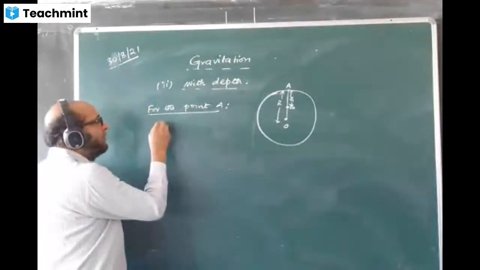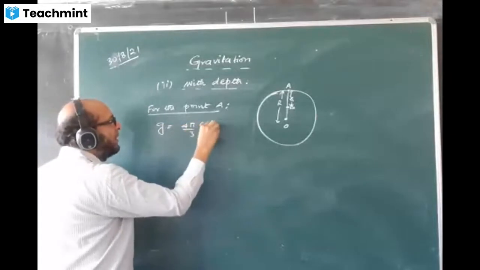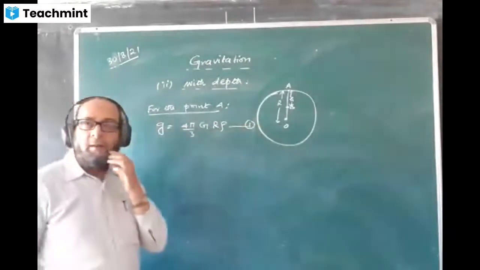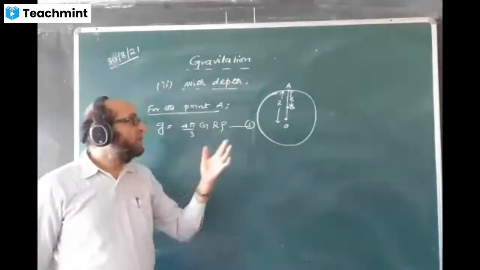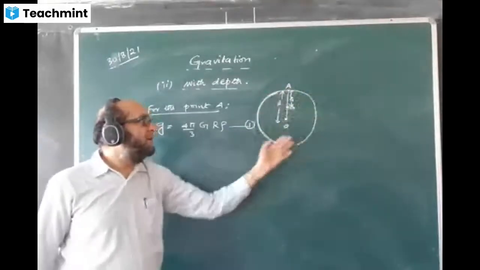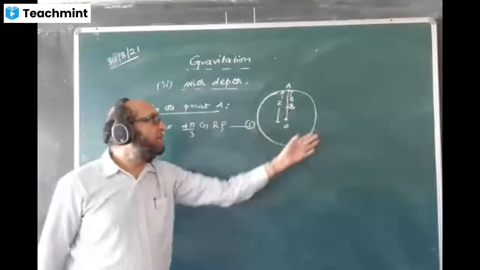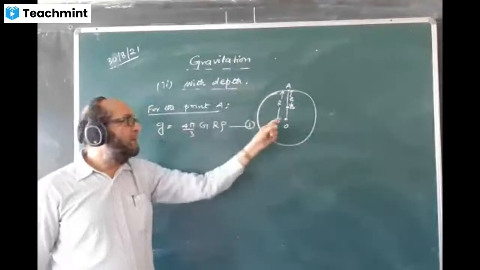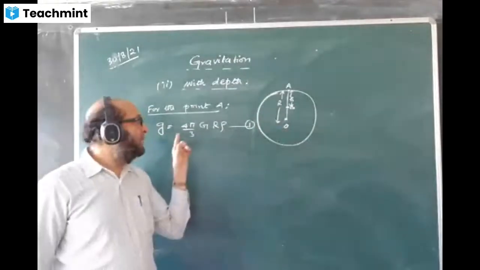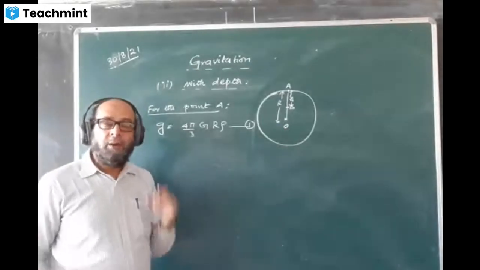For the point A, the formula is g equals 4 pi by 3 into G R rho. Mark this as equation 1. Why this formula? Because below the surface of the earth, the density will be average, the same everywhere. For altitude, the entire mass of the earth remains the same, but below the surface of the earth, the density remains the same. So we pick up the formula in terms of density. I think we have derived this formula also, so we are using that.